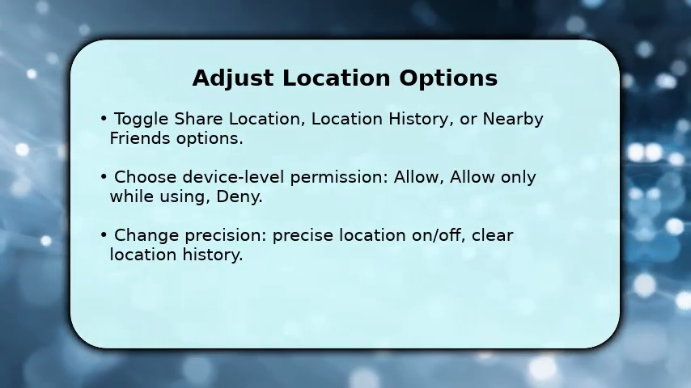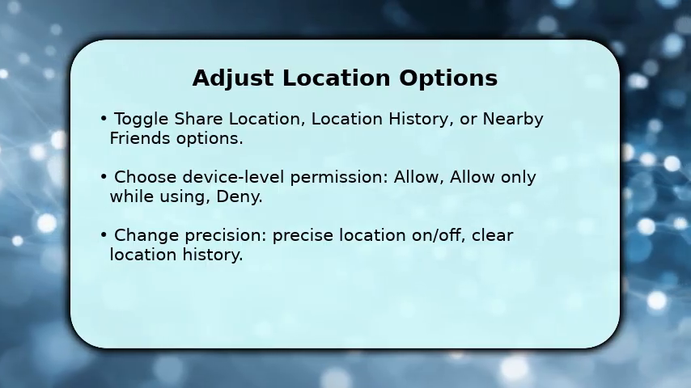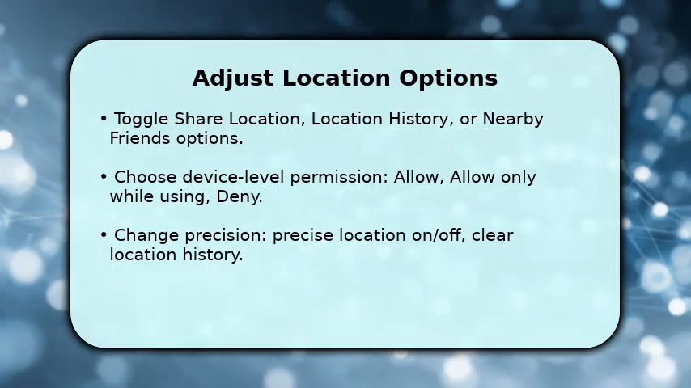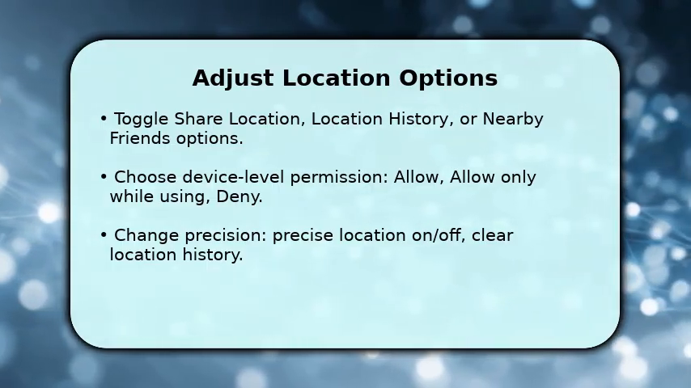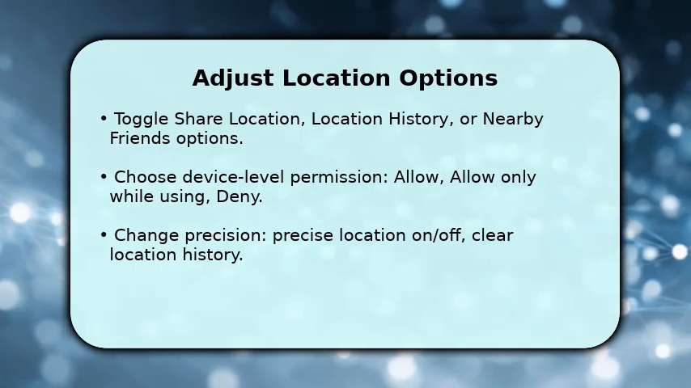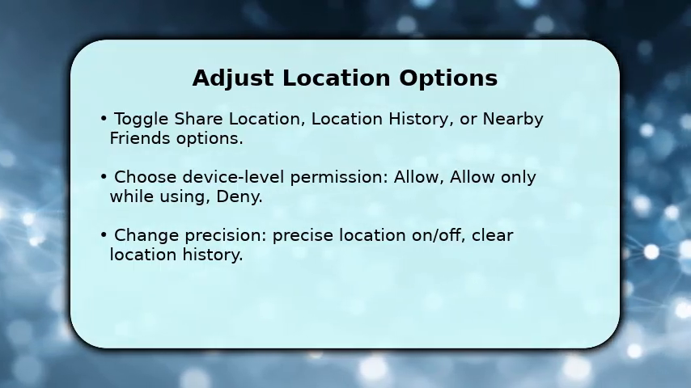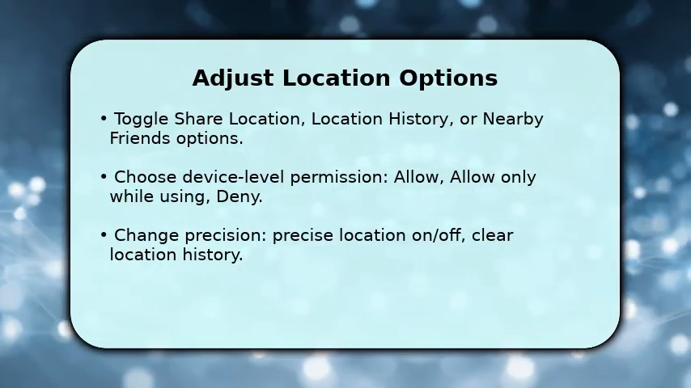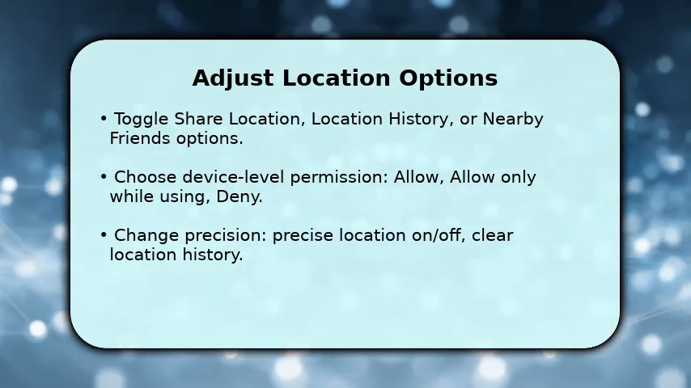You'll want to set device-level permission next. Pick Allow only while using the app for most privacy-conscious users, or Deny if you never want background access. Also adjust precision. Turning off precise location gives broader coordinates. Make sure to clear location history if you want to remove past data, and confirm each step.